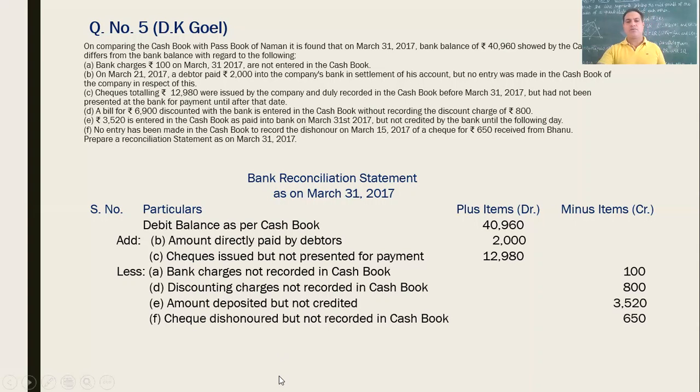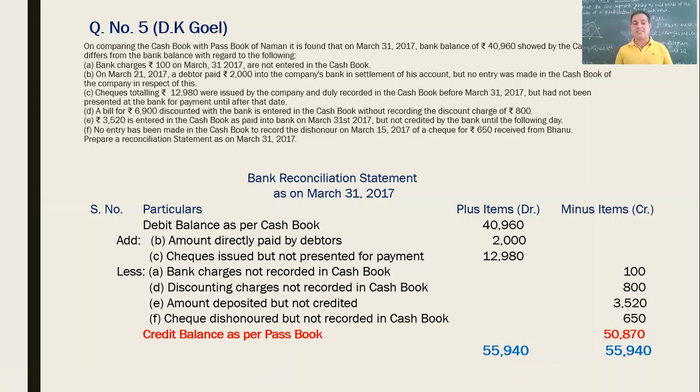At the end, we will make the total. So here the total of the debit side or plus side is higher. So first we make the total of the debit side. From the total of the debit side, we minus the total of the credit side, and the difference 50,870 is credit balance as per passbook because the plus side is higher, so it goes to the minus side.